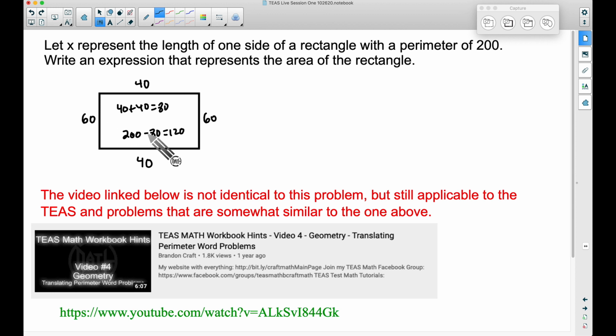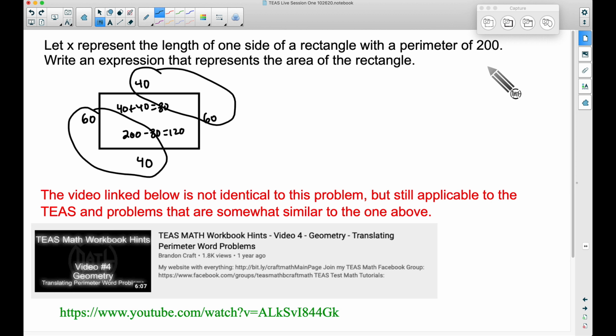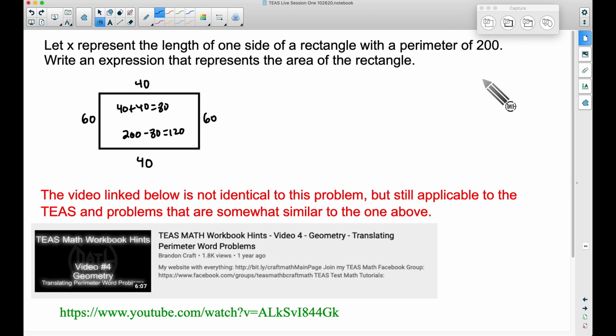Now hang in there, bear with me. I want you to check out what I'm doing here. If we find the perimeter of this rectangle now, 40 plus 60, that's 100. And then here's another 40 and another 60, that's also 100. So 100 plus 100 gives us that perimeter of 200. Now bear with me, I'm going somewhere with this, hang in there.